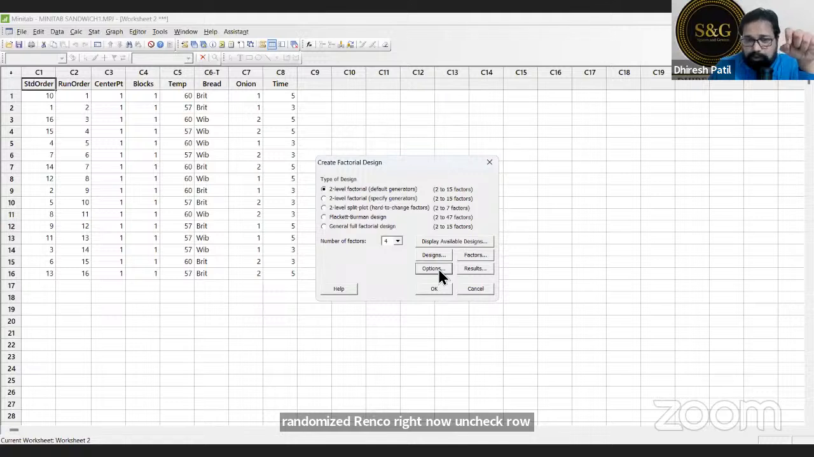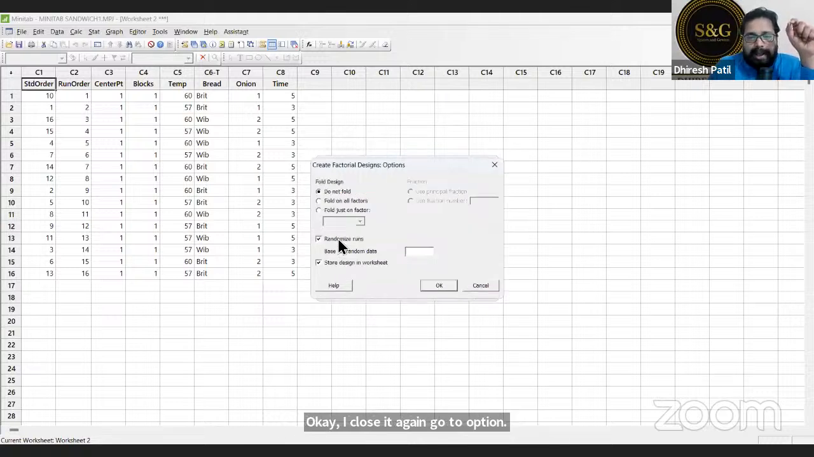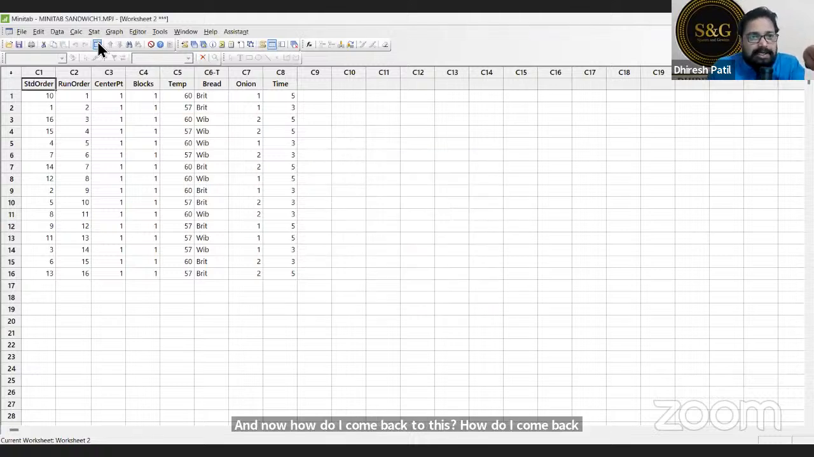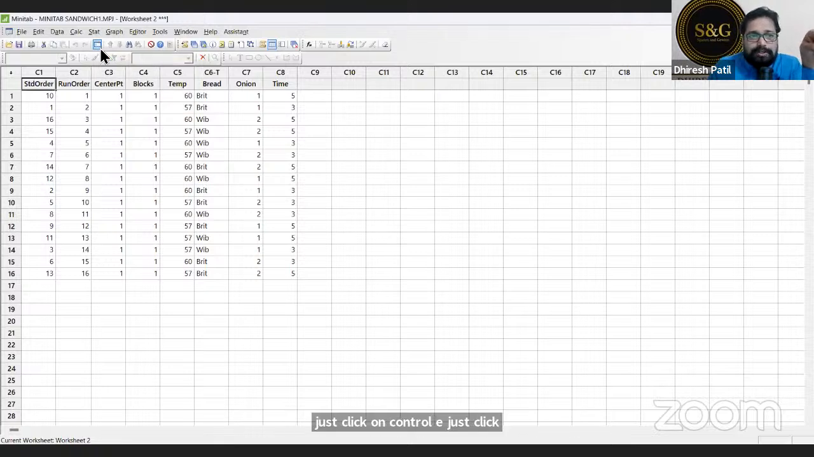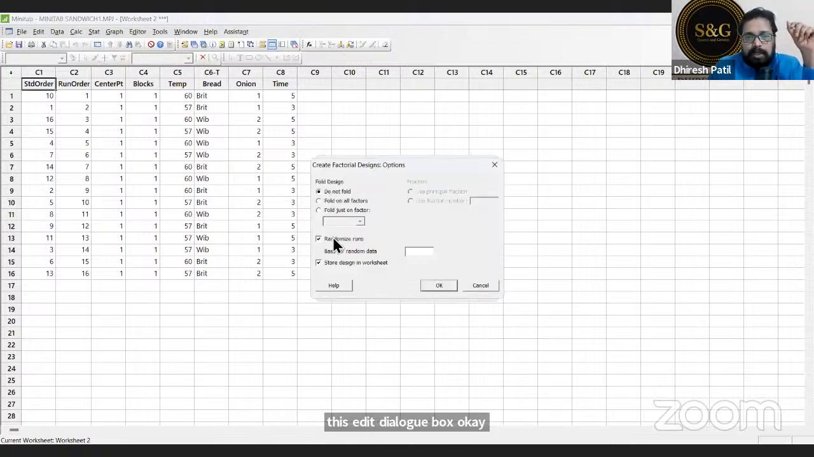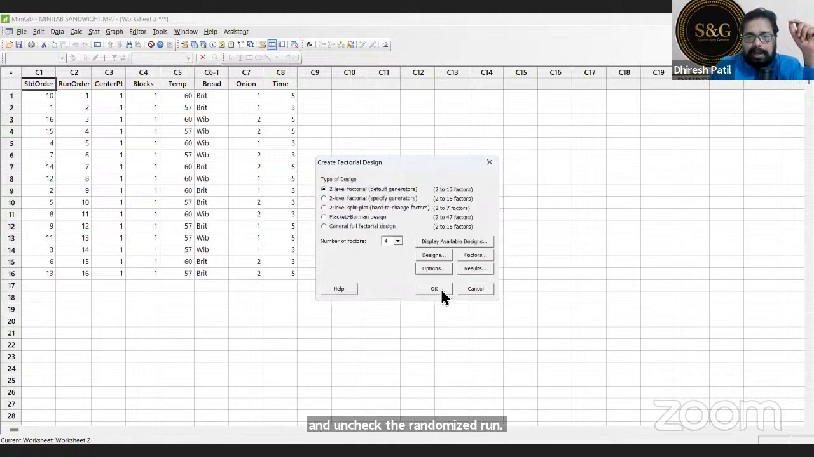Go to option. And now, how do I come back to this? Just press Control E, or click on this edit dialog box. Okay. You will come back again. Go to option and uncheck the randomize run. All right, and say okay.